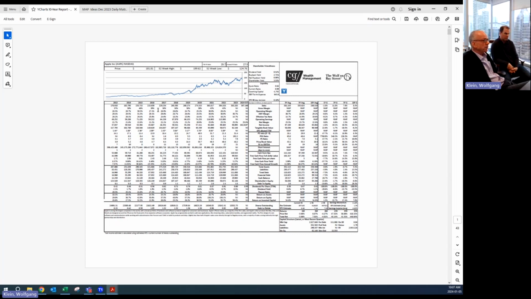Apple in 2013 sold $170 billion worth of phones. 10 years later, they are expected to sell $397 billion worth of phones. That is an increase of 150% in the last 10 years, or an 8.5% CAGR if you look at the right-hand side of the chart. So far, so good. That's why Apple's done so well.